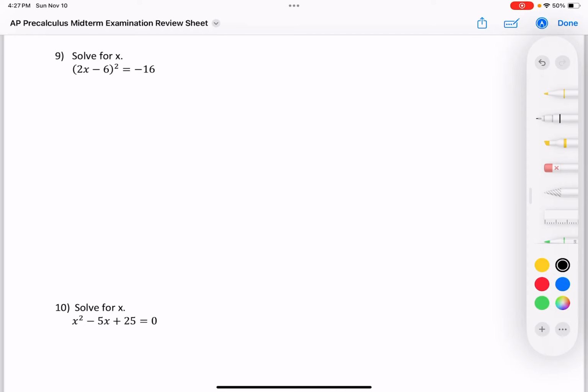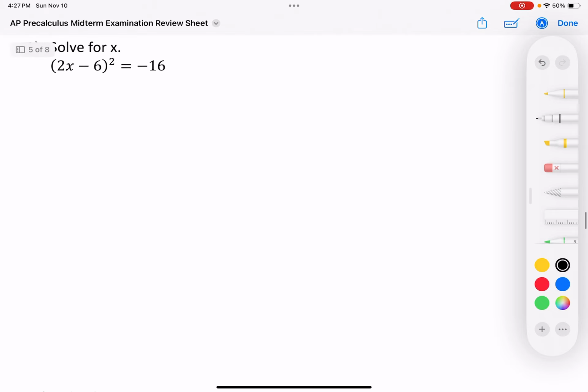All right, so in this video, I'm going to take care of question 9 and 10 because both 9 and 10 are quadratic equations, just written in different forms. And both questions will deal with the complex world. So the first one says, you want to solve for x. You have the quantity of 2x minus 6 being squared equals to negative 16.